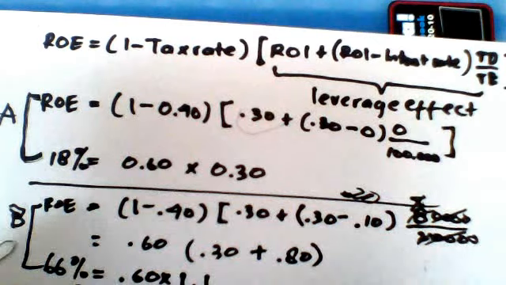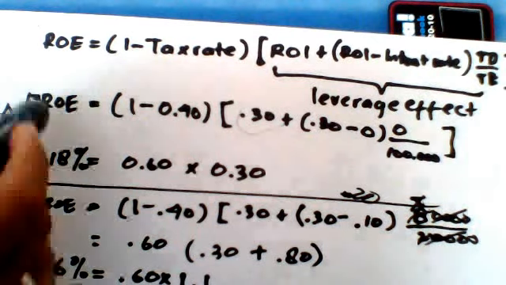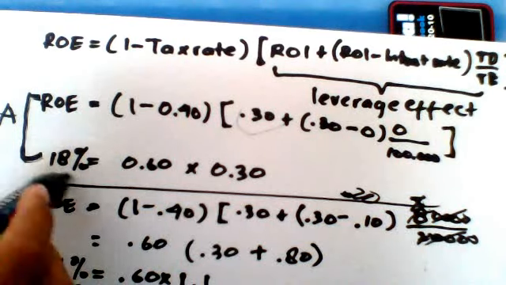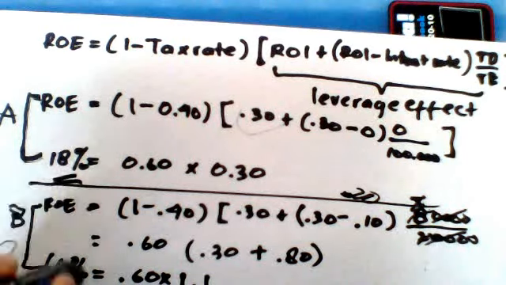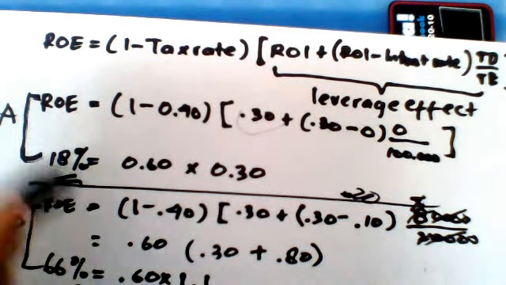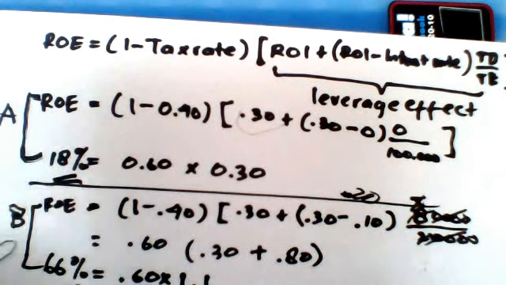Okay, here we got the ROE for company B, and we have the ROE for company A. It seems bigger, but it's not always the case. We'll explain later why it seems bigger and why it seems smaller. There are going to be many factors there. Okay, that's for now.